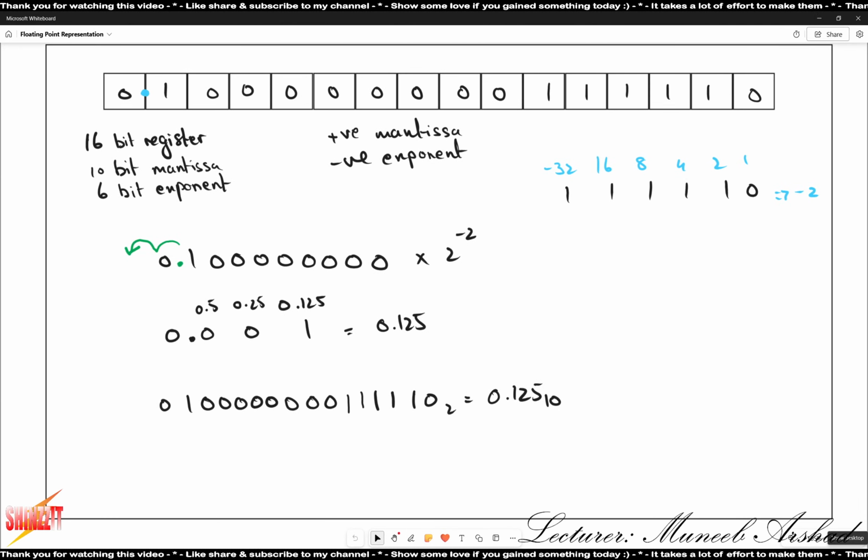Now 16-bit register, 10 bits for the mantissa, 6 bits for the exponent. Mantissa is positive, that means ultimately हमारे पास जो denary value है that's going to be positive. The negative exponent, why? Because the sign bit is 1. उसका मतलब क्या होगा कि हमारा decimal point float करेगा towards the left hand side.